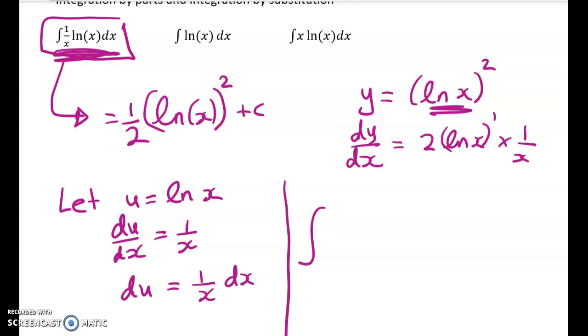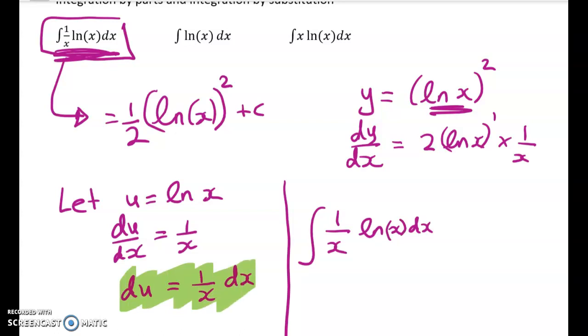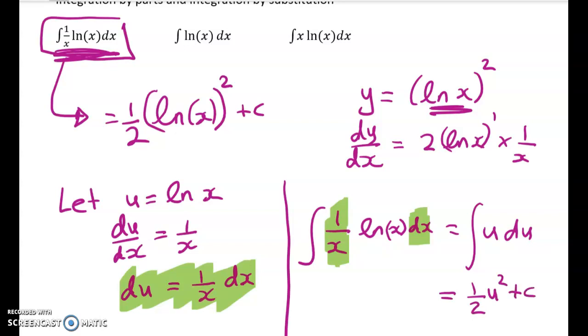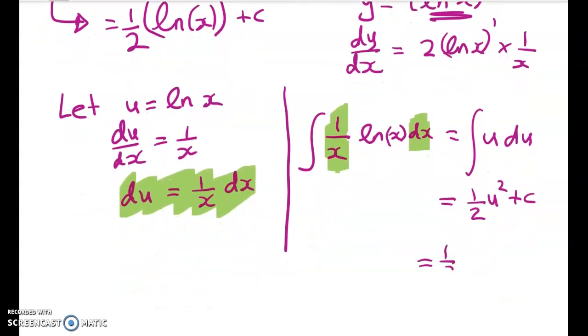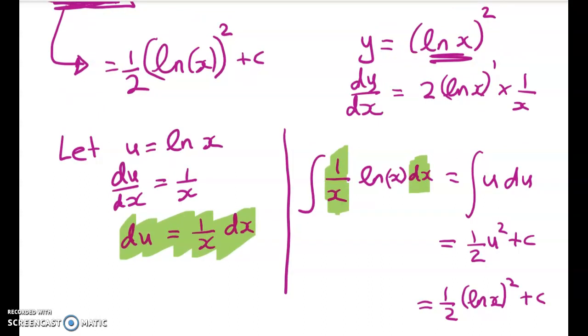So let's have a look at the integral. We've got 1 over x times the log of x integrated with respect to x. So here we've got du equals 1 over x dx, and here we've got the 1 over x dx. So we can rewrite this as u du. And that integrates to give me 1/2 u squared plus c, which is 1/2 of log x squared plus c, which is what we got by inspection.